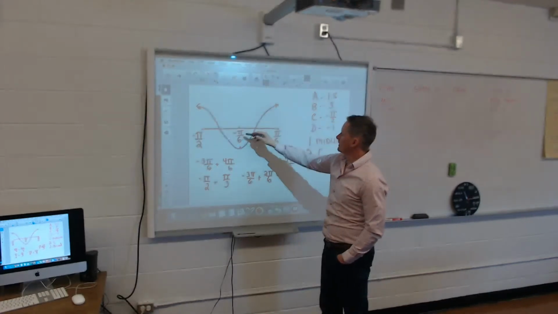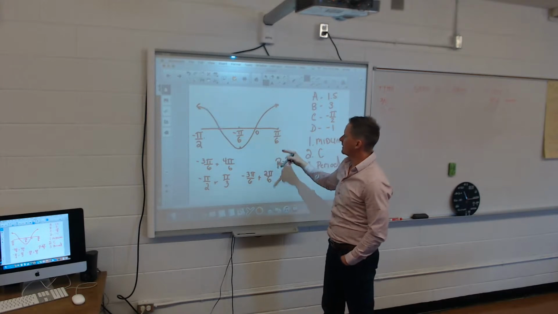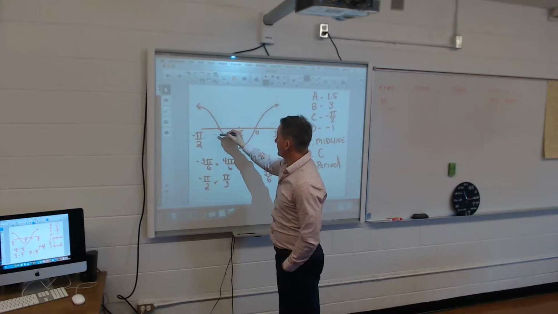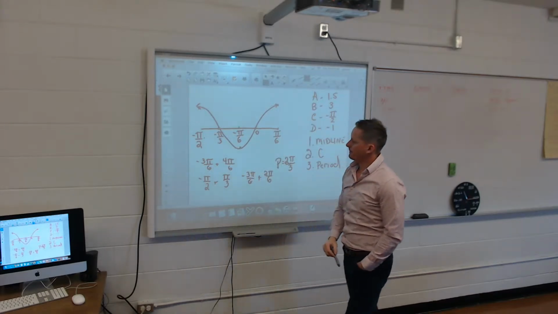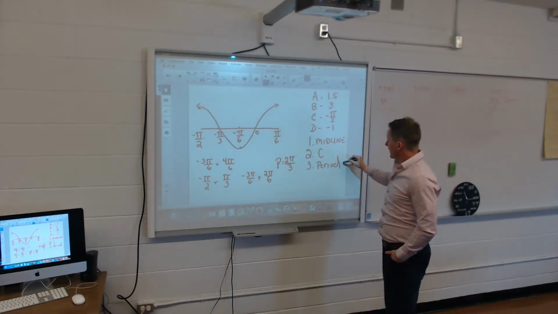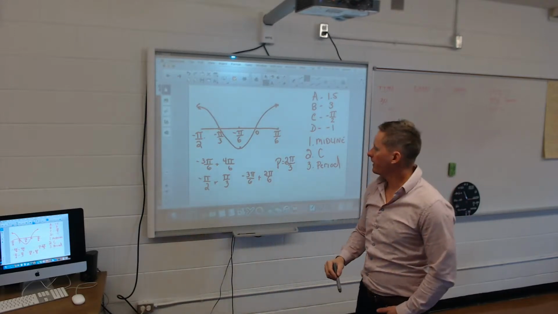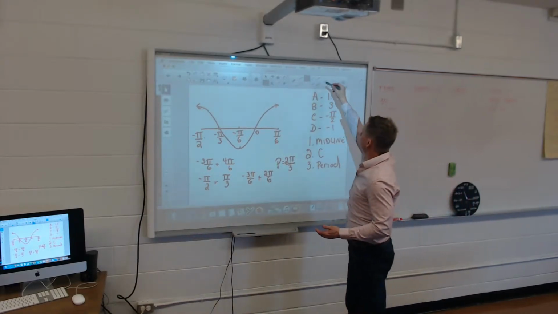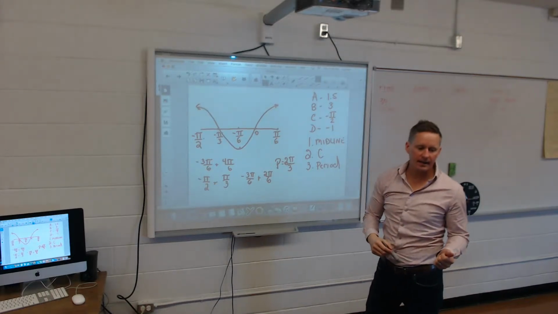All right. So this distance here, this would actually be 0 right here. That would be halfway in between minus pi over 6 and pi over 6. And then this would be minus pi over 3 right here. Okay. So labeling my period is the next part.